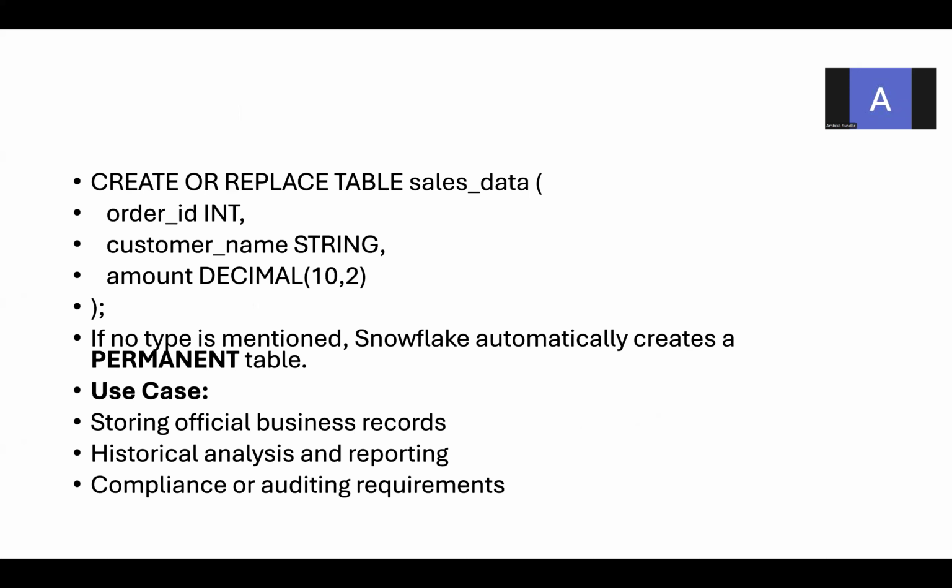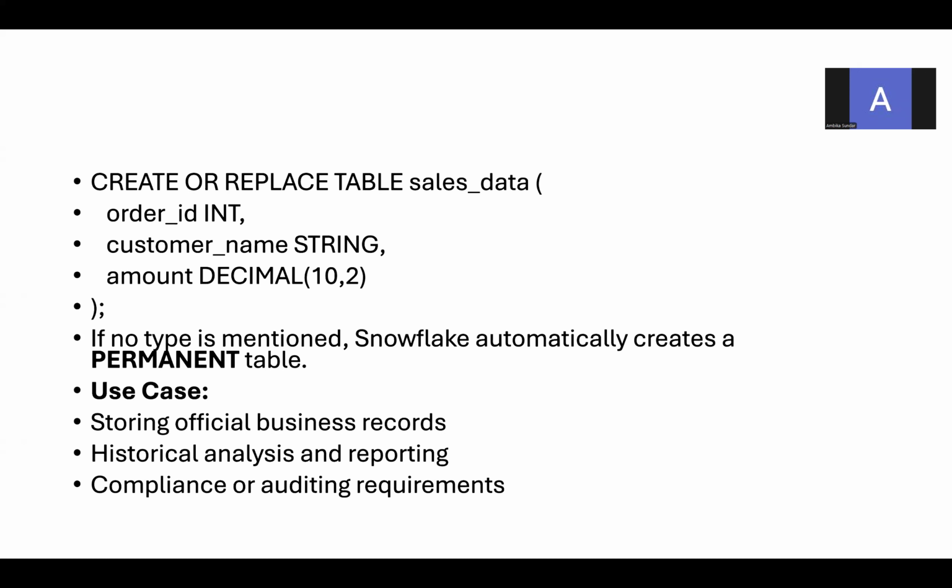This is the syntax for creating the permanent table. Create or replace command. Table is a keyword. sales_data is the table name. order_id, customer_name and amount. These are the 3 columns with the data types integer, string and decimal(10,2). Integer supports numbers, string supports varchar, and decimal(10,2) supports floats. So this is the syntax for creating that table.